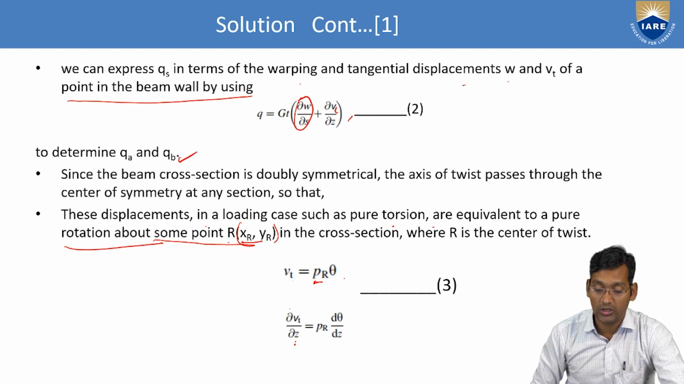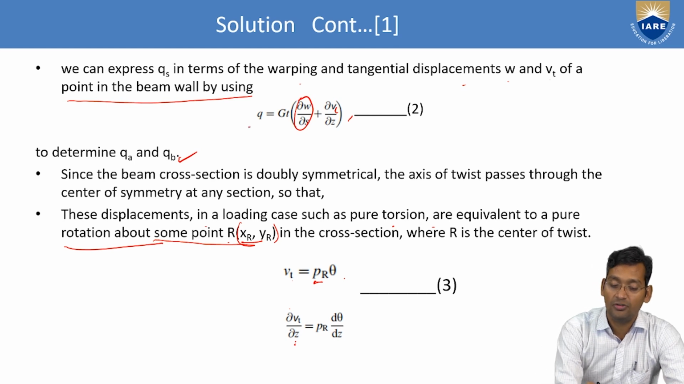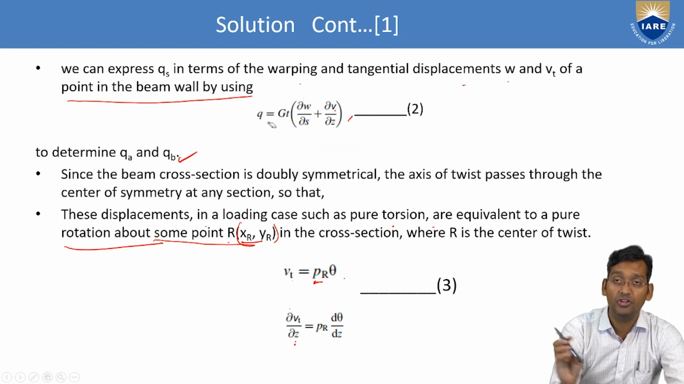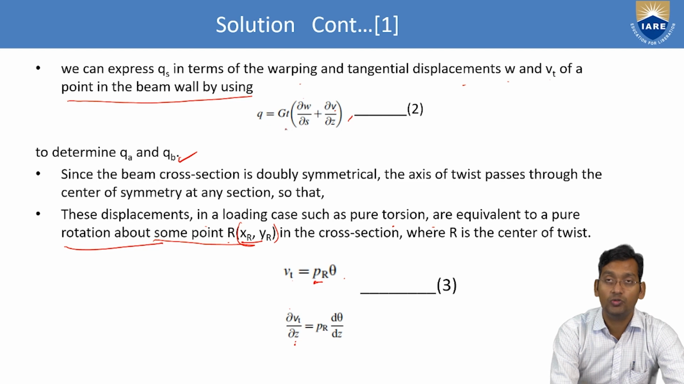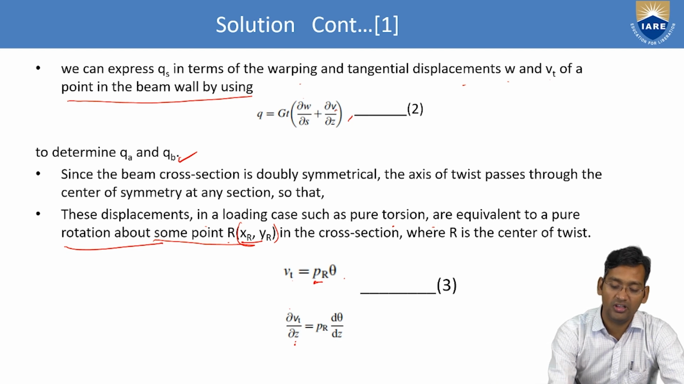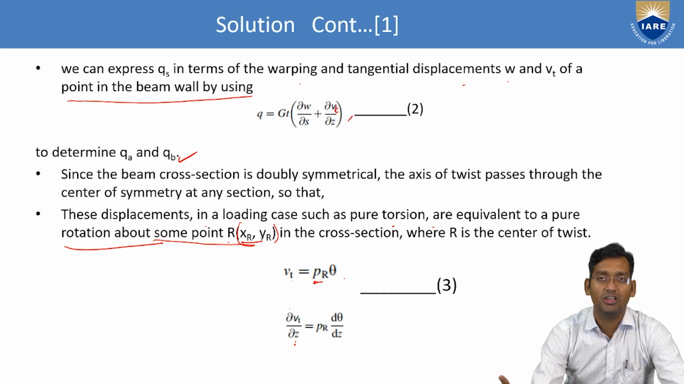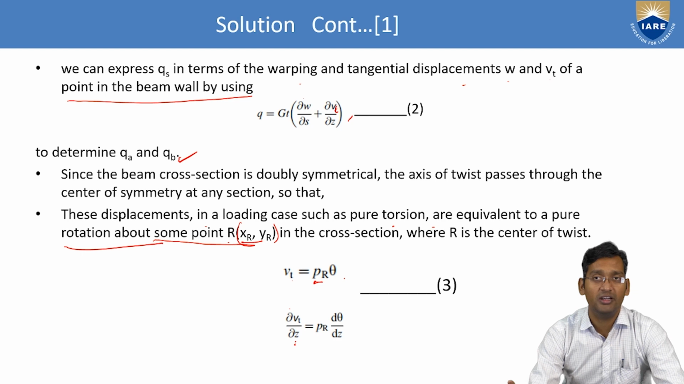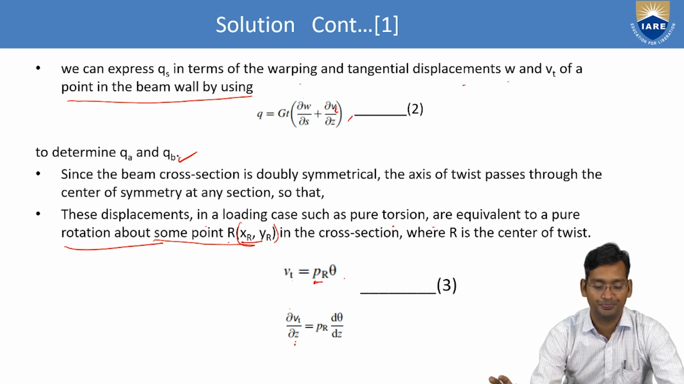So now to find QA and QB, what do we have to do? Just start with the shear flow distribution equation. So what is that? For two dimensional, Q equals GT into del w by del s plus del v by del z, or you can say del vT by del z. Now here you have to find del w by del s for both, and del vT by del z for the top cover and web.